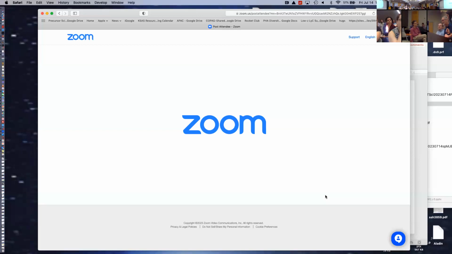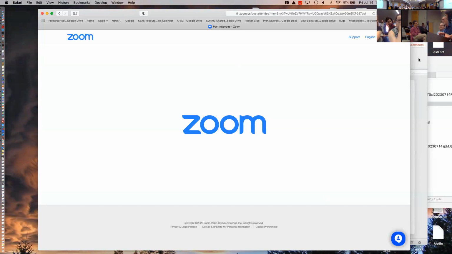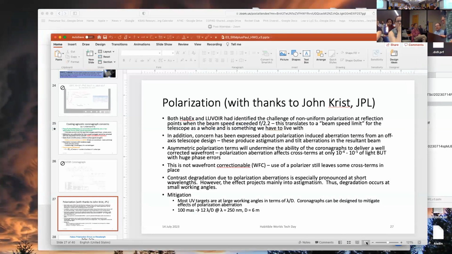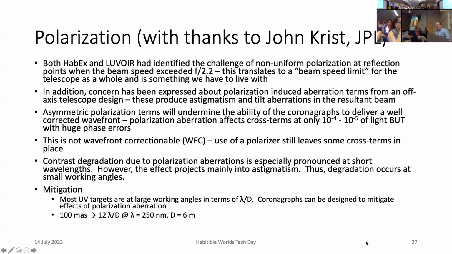And there are a number of different ways to potentially correct this. The aberration terms are primarily astigmatism and tilt. Unfortunately, they provide non-zero cross terms in the Mueller matrix. They impact the intensity of the light, but they produce huge phase errors in a way that is apparently not wavefront correctable. You can put a polarizer in the system, but it still leaves those cross terms in place.